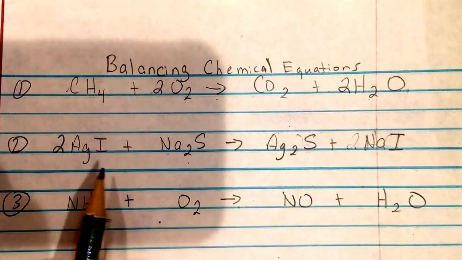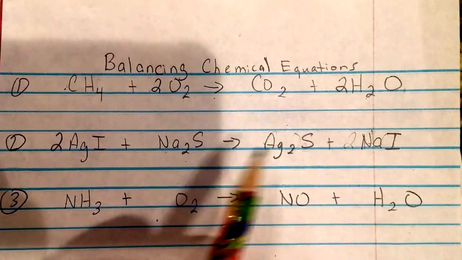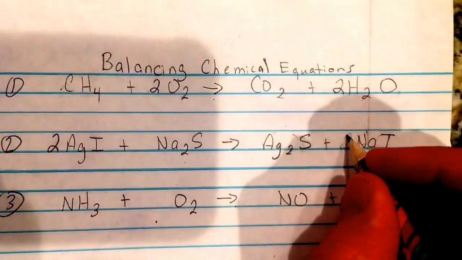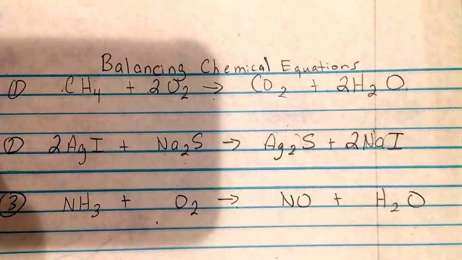What it doesn't fix is now I have 2 iodides. Here's the cool thing. I have 2 sodiums, and over here I have 1. So I need to fix that problem already. So now the equation is balanced.